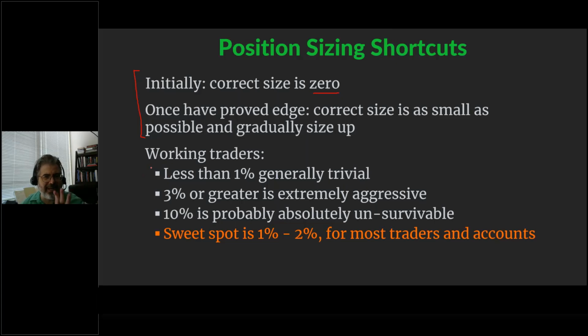But if your goal is to make money, and let's stick there because I think it's what we're trying to do, less than 1% is trivial. 3% starts to get crazy. Here's your shortcut for thinking about that. If you have 4 or 5 losing trades in a row, what's the outcome to your portfolio? Let's say 5 losing trades in a row.